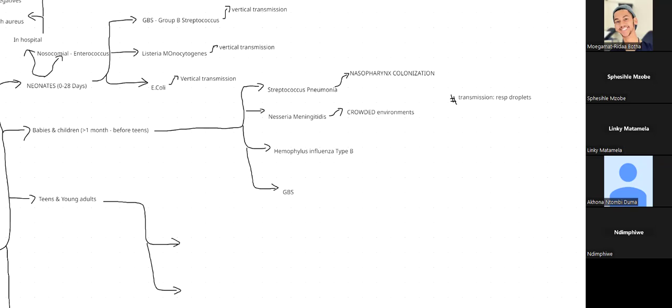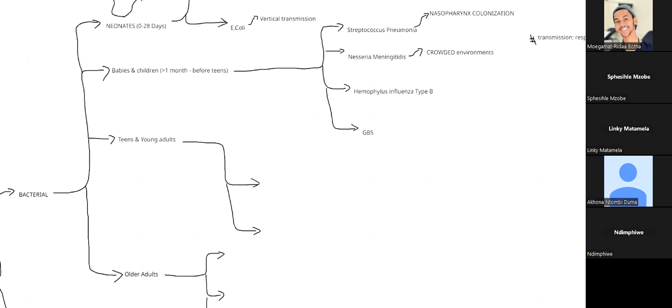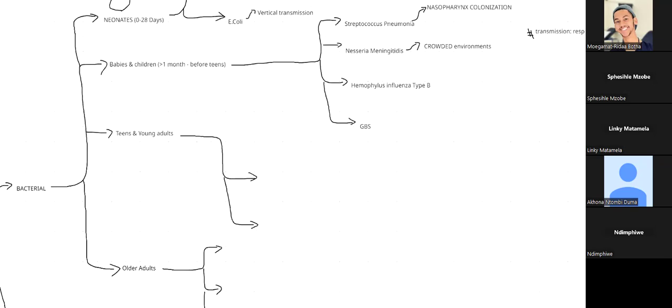Moving on to the teens and young adults. Common infections are Neisseria meningitidis as well as Streptococcus pneumoniae.